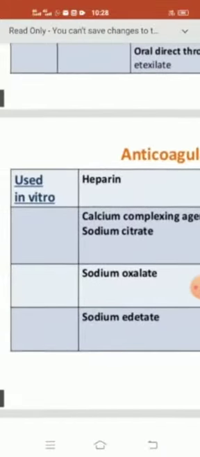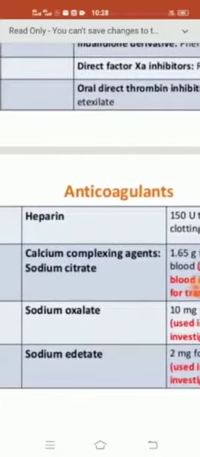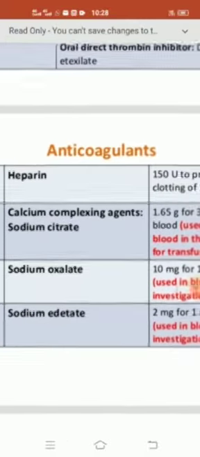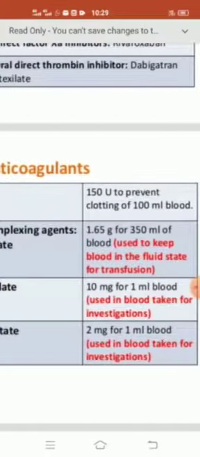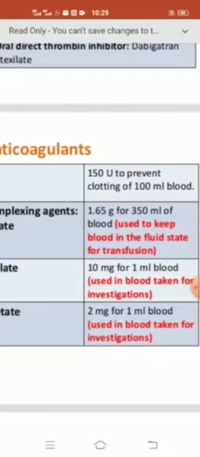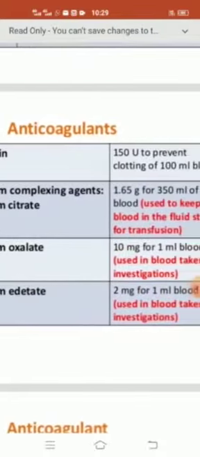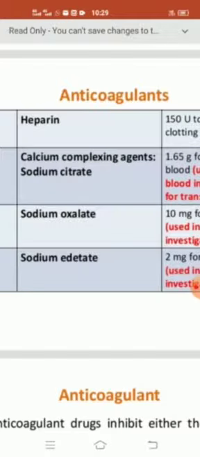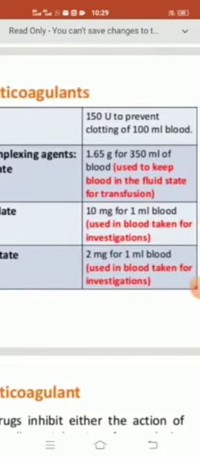Coming to the drugs that are used in vitro, that is heparin, then calcium complexing agents: sodium citrate, sodium oxalate, sodium edetate. Heparin is used at around 150 units to prevent the clotting of 100 ml of blood. Sodium citrate, we use around 1.65 grams for 350 ml of blood, used to keep the blood in the fluid state for transfusion. Then sodium oxalate, 10 milligrams for 1 ml of blood, used in blood taken for investigations to prevent in vitro coagulation. Sodium EDTA is also used for the same purpose.